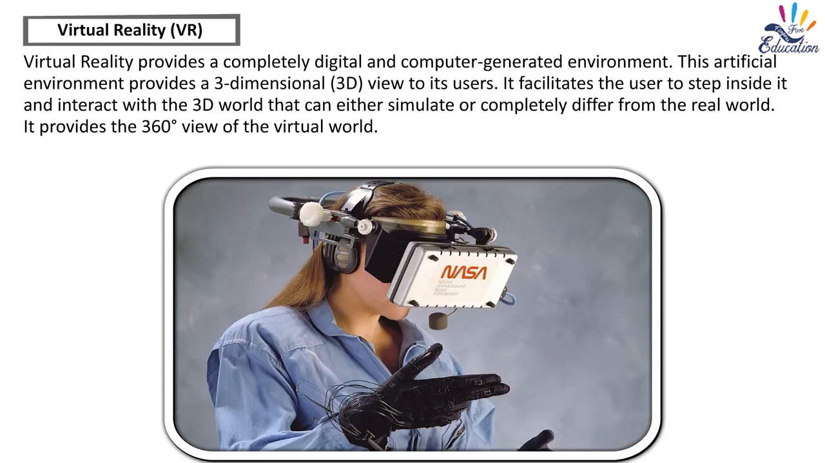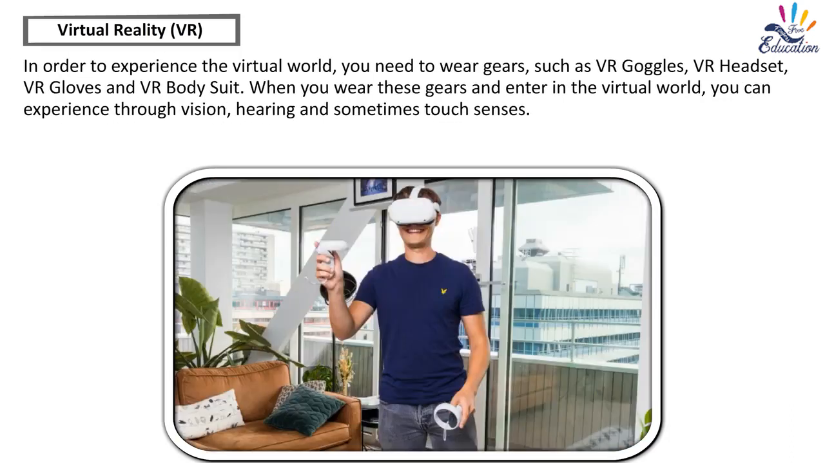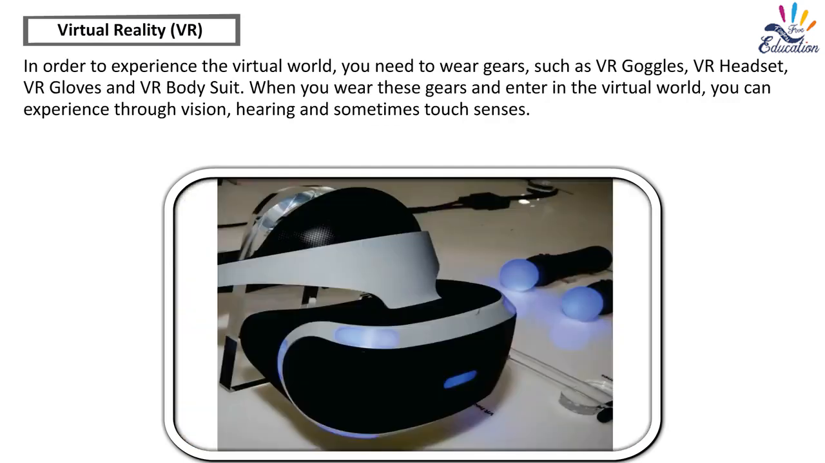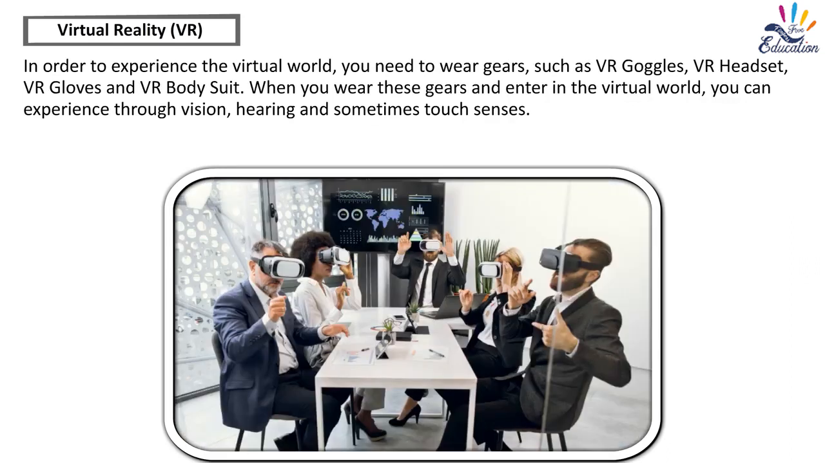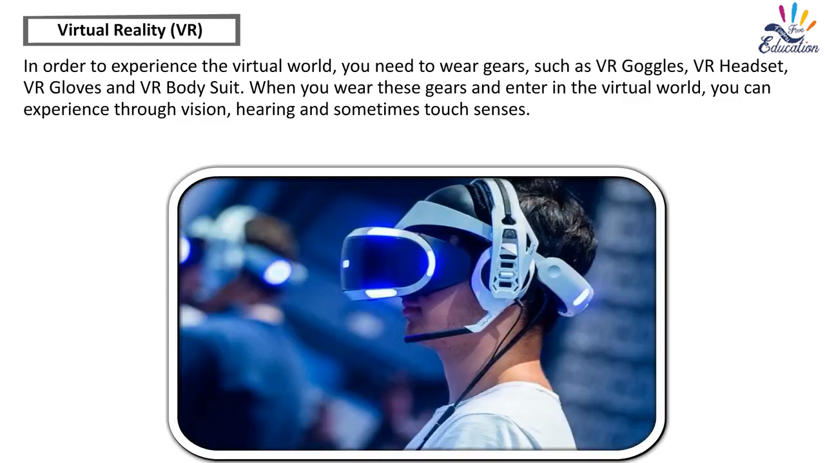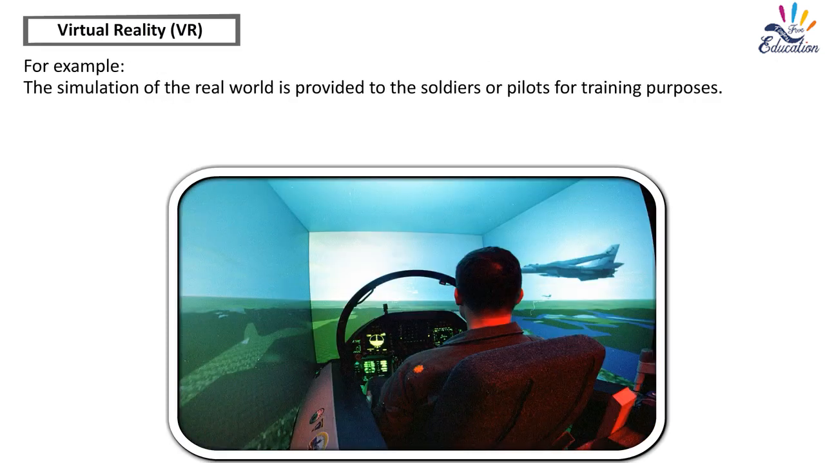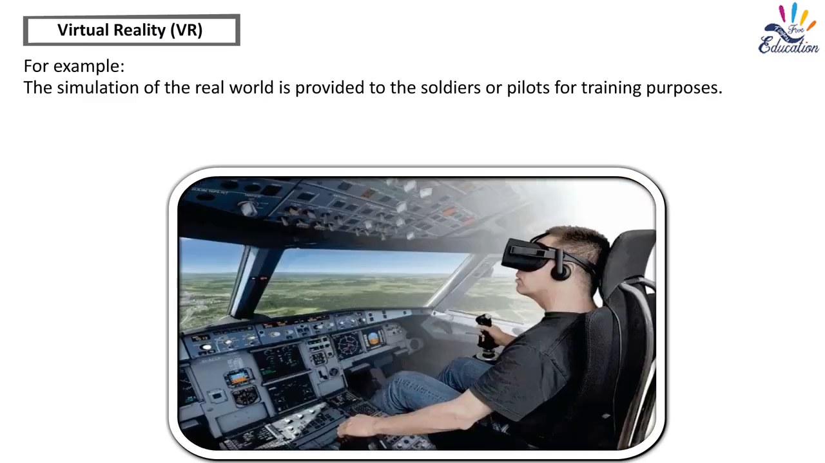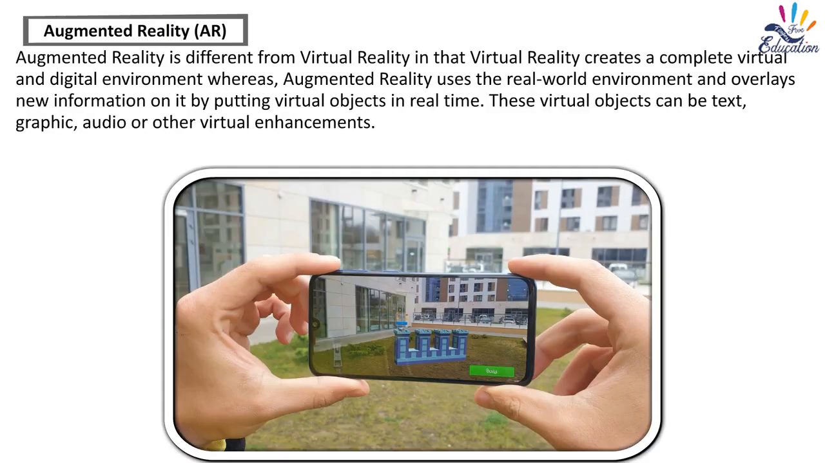It provides a 360-degree view of the virtual world. In order to experience the virtual world, you need to wear gear such as VR goggles, a VR headset, VR gloves, and a VR bodysuit. When you wear these and enter the virtual world, you can experience it through vision, hearing, and sometimes touch. For example, a simulation of the real world is provided to soldiers or pilots for training purposes.